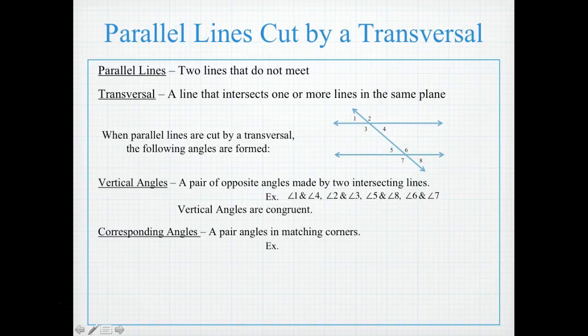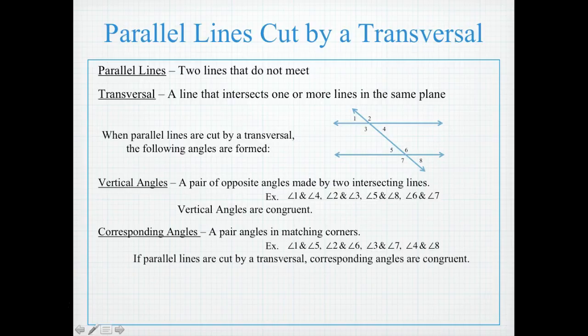Next we have corresponding angles. Corresponding angles are a pair of angles in the matching corners. Now in this case you have to have parallel lines cut by a transversal in order to produce corresponding angles. So in this case, angles 1 and 5 are corresponding angles, angles 2 and 6, angles 3 and 7, and angles 4 and 8. Those are corresponding angles because they have the same position at different intersecting lines. And again, if parallel lines are cut by a transversal, corresponding angles are congruent.